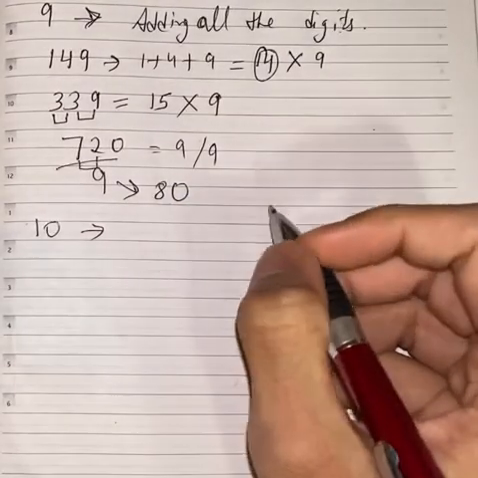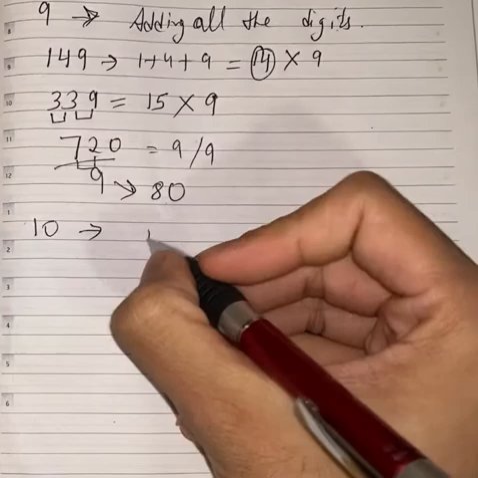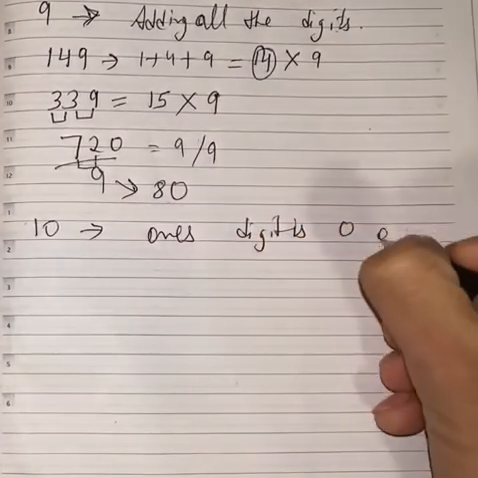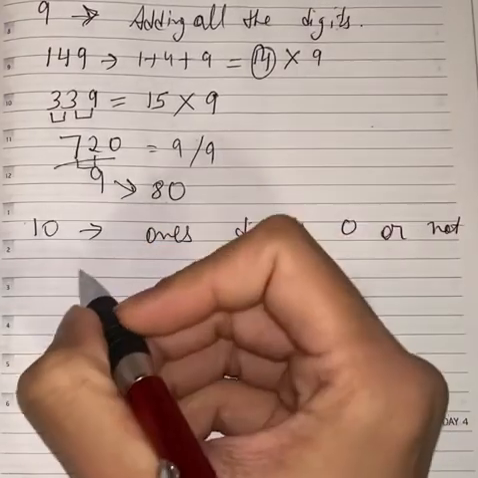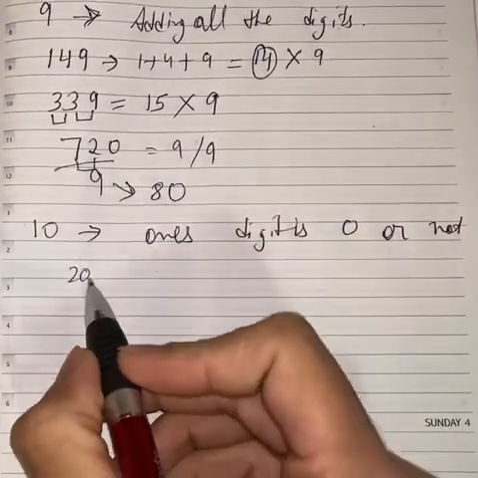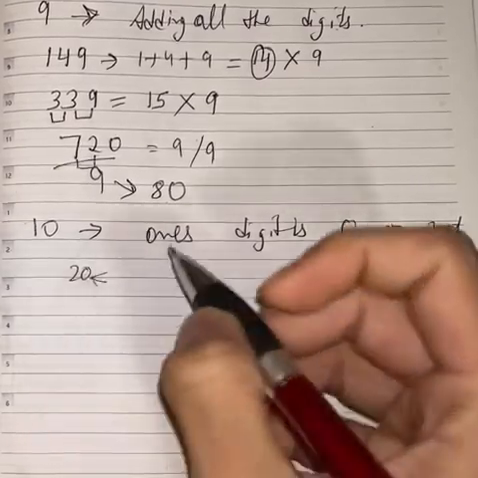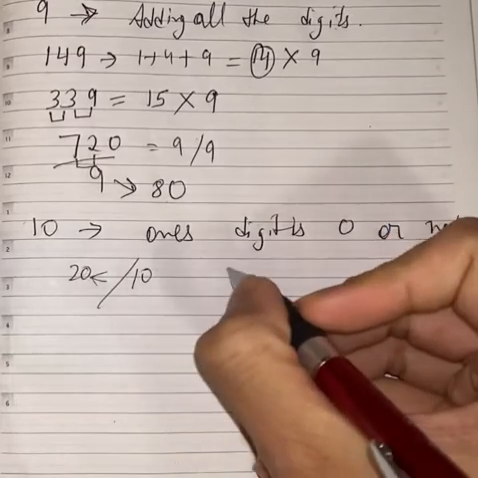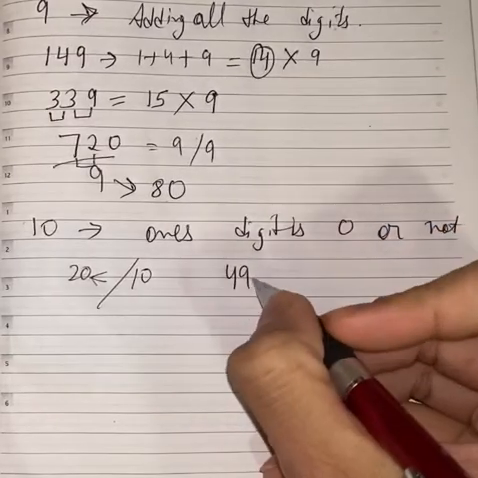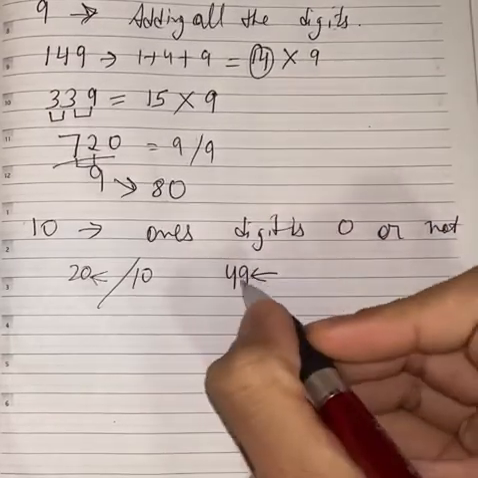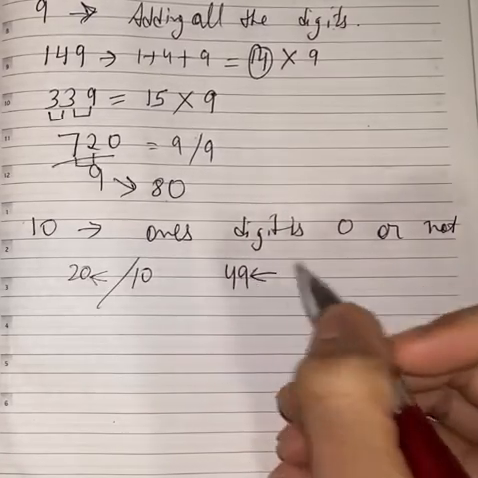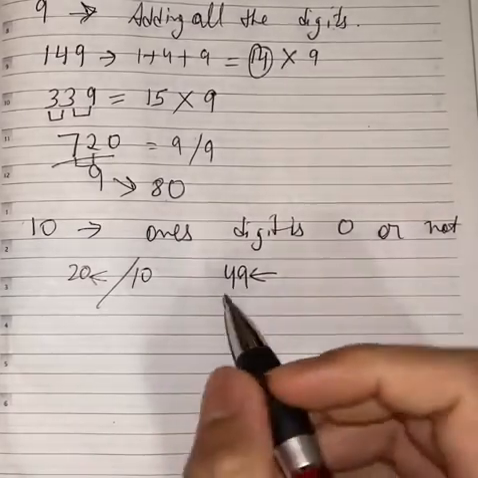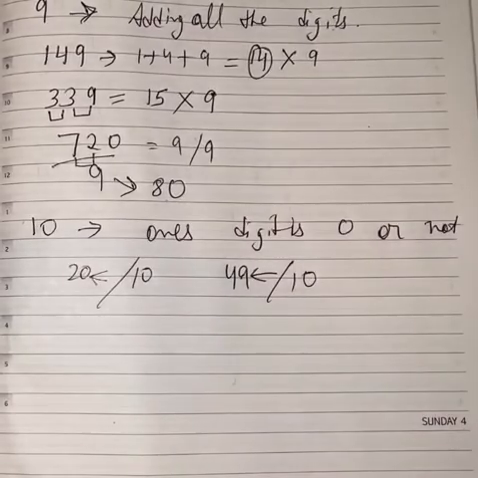For 10, there is only one rule. You have to check whether the ones digit is 0 or not. Take an example, 20. There is a 0 here, so this is divisible by 10. Take any number like 49. There is a number other than 0 here, so it is not divisible by 10.